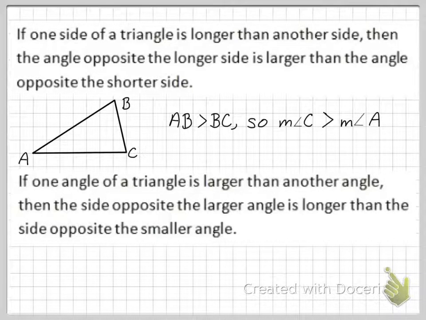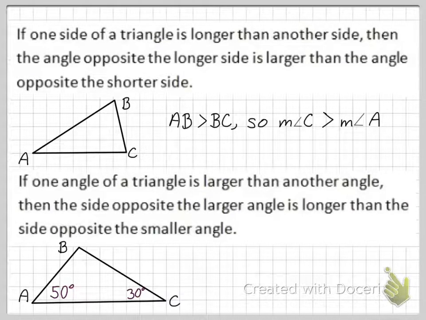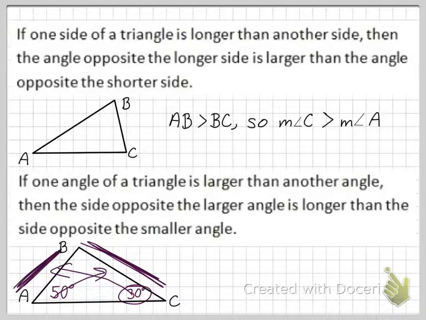And the converse of that statement is also true: if one angle of a triangle is larger than another, then the side opposite the larger angle is longer than the side opposite the smaller angle. So if you have this triangle ABC, obviously 50 degrees is greater than 30 degrees, so the measure of angle A is greater than the measure of angle C, and the side opposite angle A, which is side BC, is going to be greater than the side opposite the 30 degrees, opposite angle C, which is side AB.